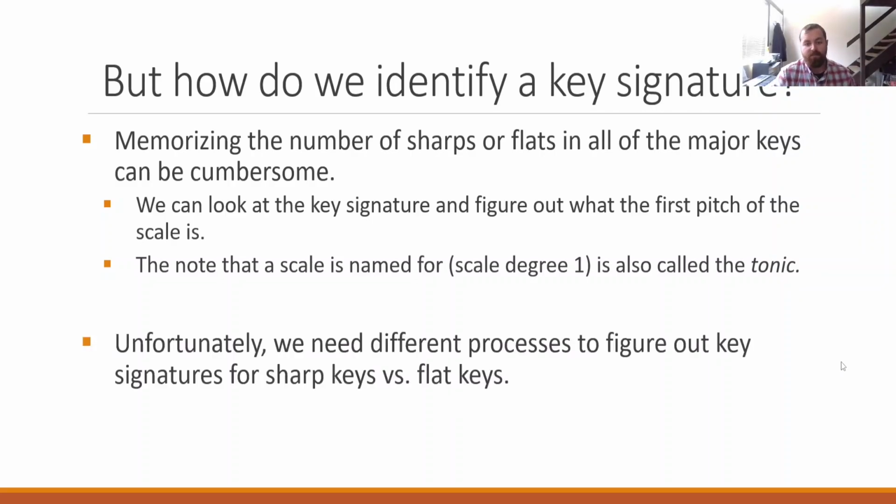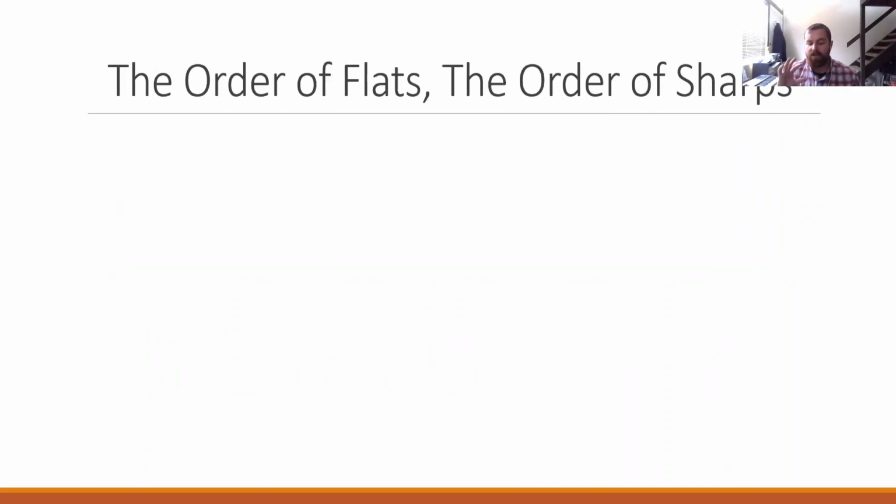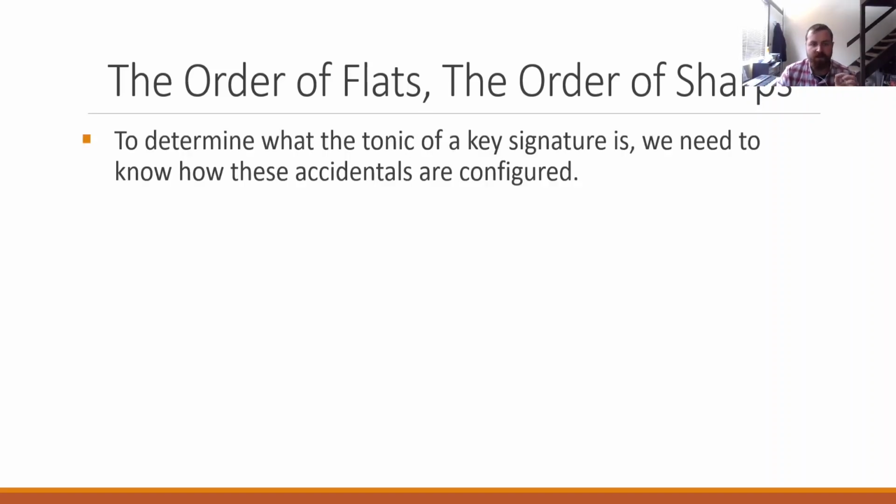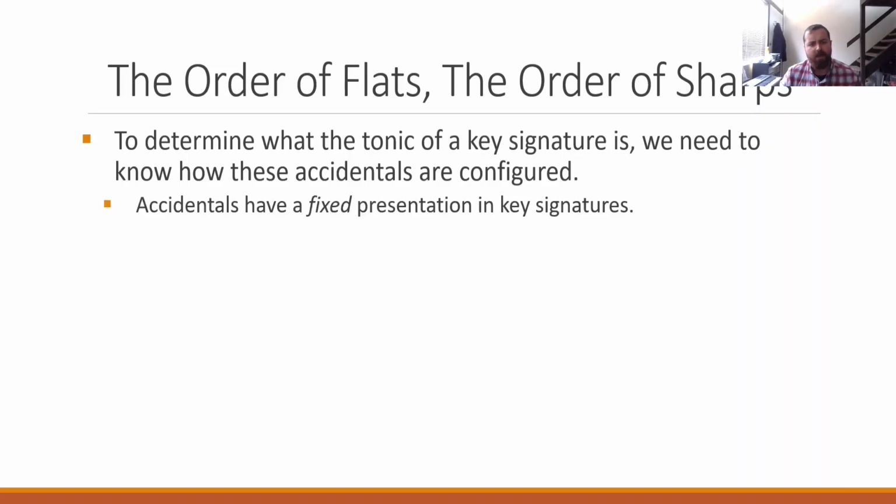Unfortunately, we do need different processes to figure out a key signature for sharps versus flats. So in order to identify a flat key signature or a sharp key signature, we need to know a particular order of flats or sharps. So to determine what the tonic of a key signature is, we need to know how these accidentals are configured. And I'll get to why in a little bit. So accidentals have a fixed presentation.